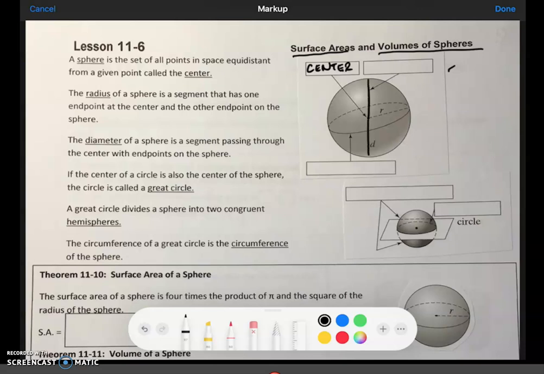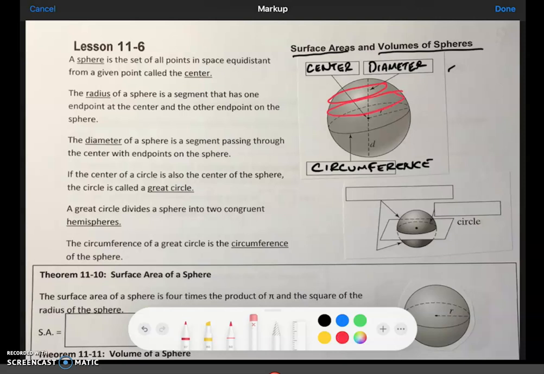The line that goes all the way across is the diameter. Radius, of course, is halfway across. This line that goes around the circle is called the circumference. Now, when you look at a sphere in the three-dimensional world, you can think that there might be more than one circumference, and there technically are. Like there's maybe a circle up here, maybe a circle here.